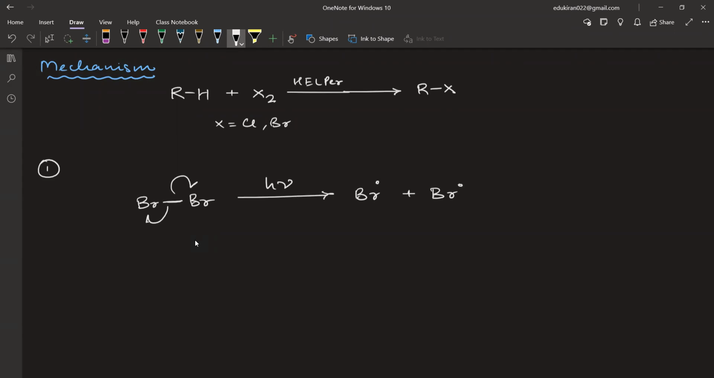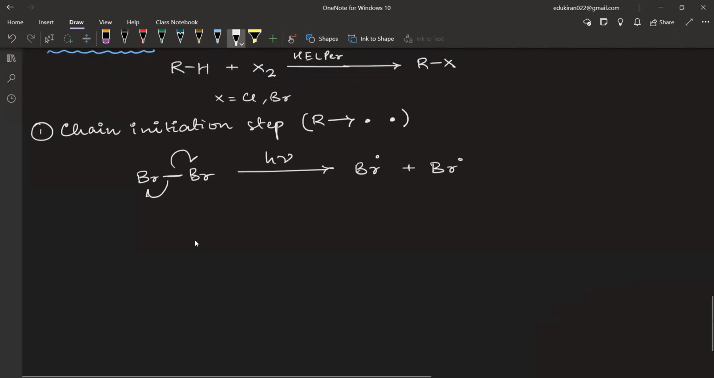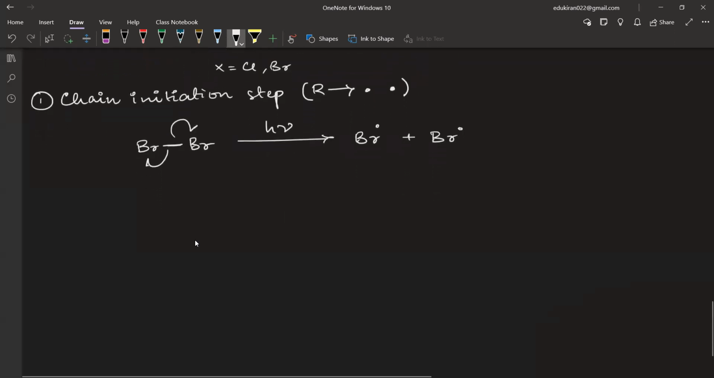Now the name of this first step will be, see, we don't have any free radical in the reactant, but we have free radicals in the product. That means this is the initiation step. So we call this the chain initiation step. What you have to remember: reactant will give you some free radicals like this. So whenever there is no free radical in the reactant, but there are free radicals in the product, that step will always be known as the chain initiation step.